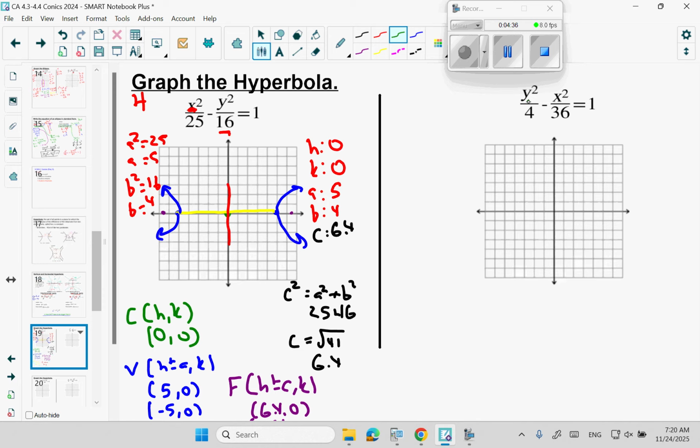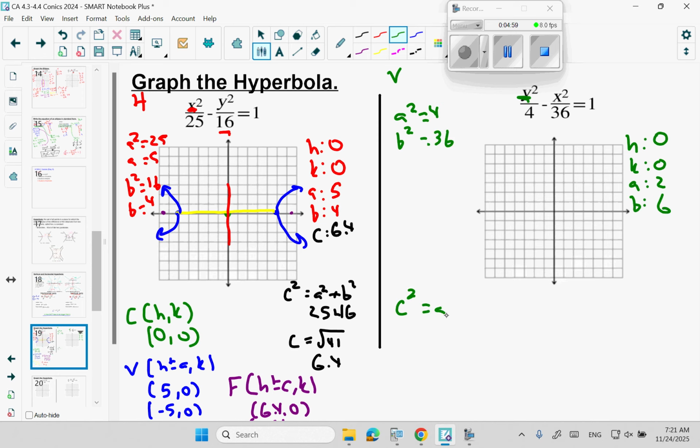Here, same idea. Y is first. This has to be vertical. So what am I taking away from x? 0. K, what am I taking away from y? 0. A, first fraction, so a squared equals 4, so a has to be 2. B, second denominator, so b has to be 6.